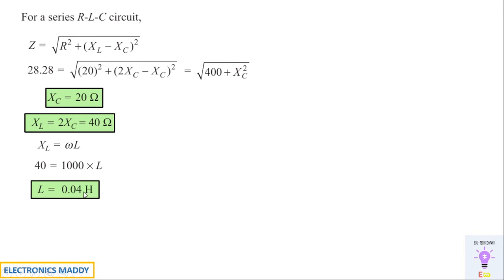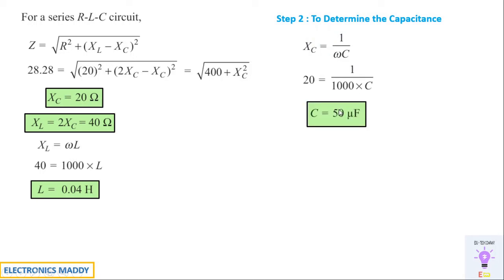So once we know the value of L, we can find the value of C as well, because Xc is known. So determine the capacitance. Xc is equal to 1 by omega C. So we know the value of omega, so substitute, you'll be getting the value of C, that is equal to 50 microfarad. So we have solved with respect to the given data. So we have solved various varieties of problem with respect to series RLC circuit.